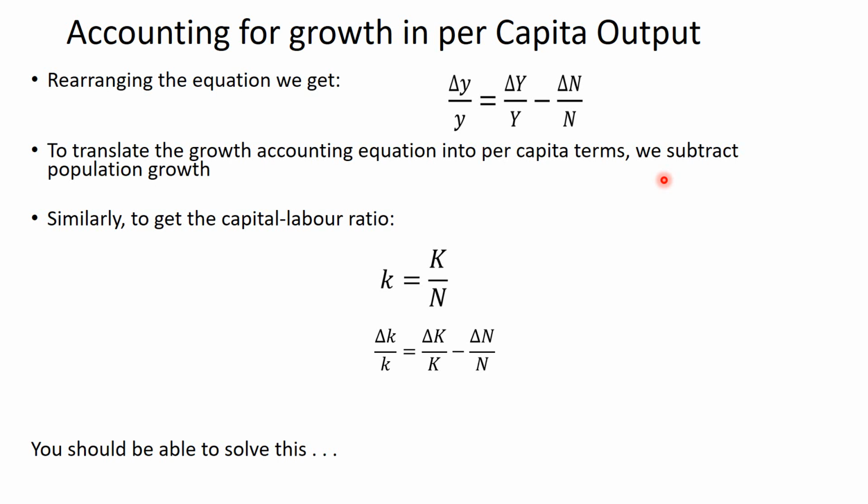Similarly, if we wanted to get to the capital to labor ratio, where the capital to labor ratio, small k, is equal to total capital divided by the population size, then the growth in the capital to labor ratio would be equal to the growth in capital stock less the growth in the population. And I'm not going to go through this one because I think that that's a useful exercise for you to try and solve for yourselves. Okay.